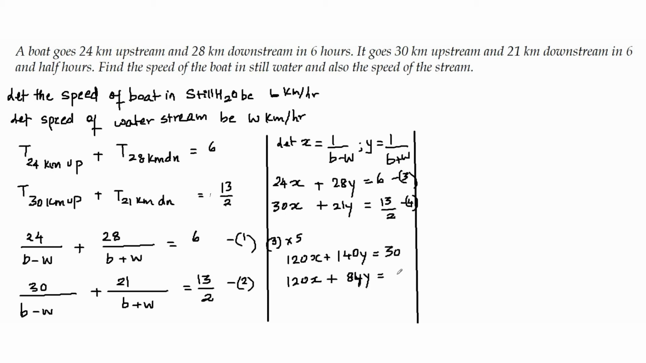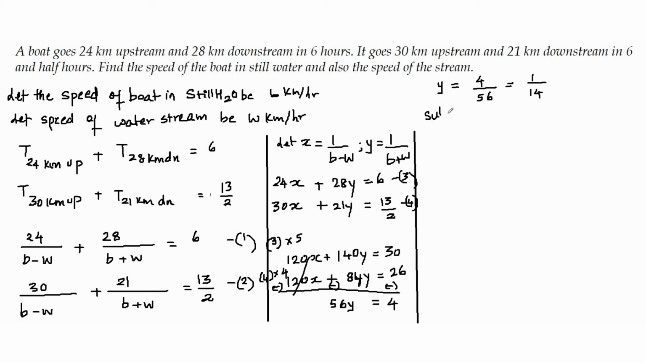13 by 2 multiplied by 4 will be 26, right? So this is the fourth equation multiplied by 4. And therefore, when you subtract, the x variable goes away. So 140y minus 84y becomes 56y, and 30 minus 26 becomes 4, which means y is equal to 4 upon 56, which is equal to 1 by 14.